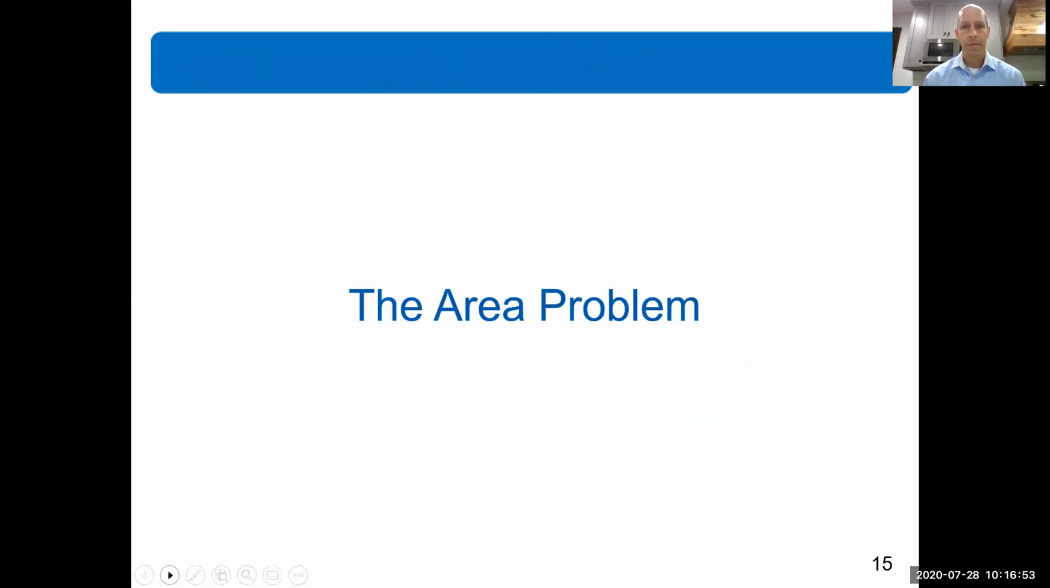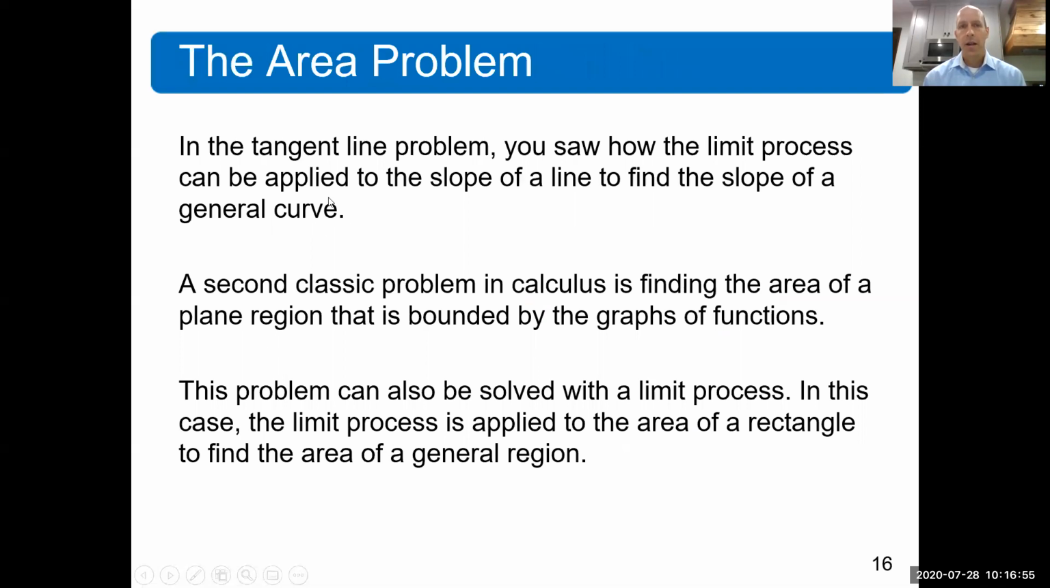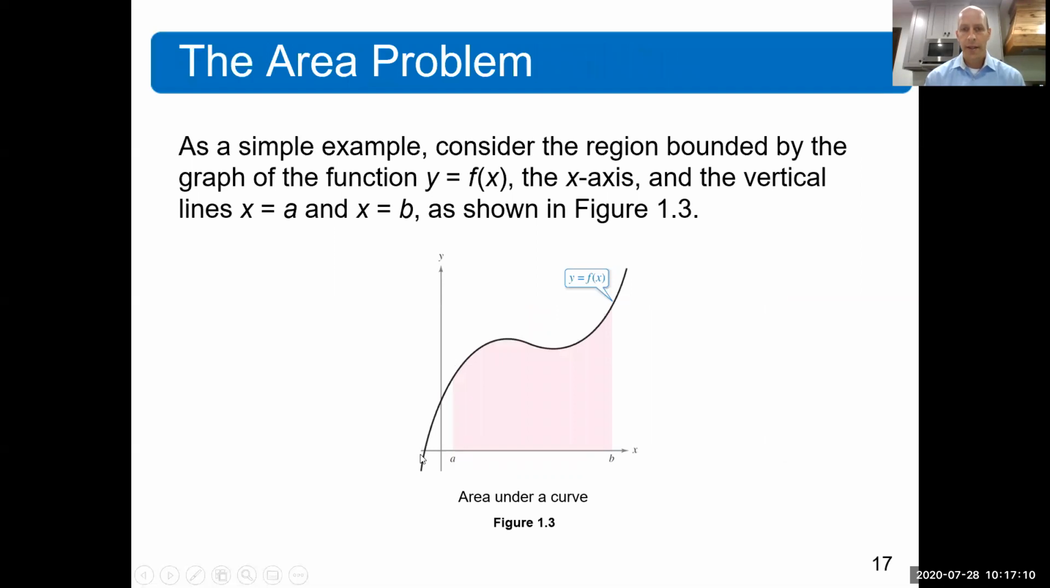The area problem. So the tangent line problem, as you saw, involves a limiting process to find the slope of the general curve. The second classic problem we're going to talk about is the area of a plane region bounded by graphs of functions. This problem can also be solved with a limiting process. So let's consider this curve f of x, and I'm trying to find the area under this curve, this pink region, if you will, from A to B. How would we do that?